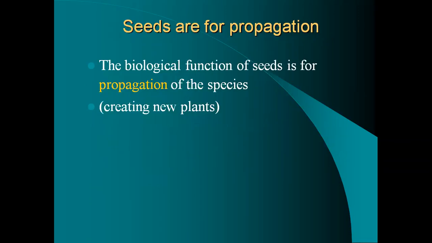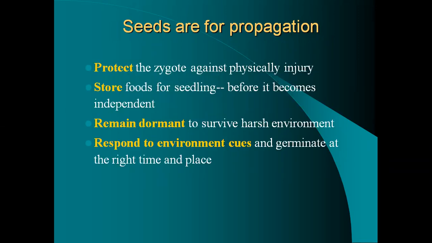Seeds are for propagation. The biological function of seed is for creating new plants, creating new species like them. This is the main biological function of seed. Seeds are for propagation. What are the functions of seed? First of all, they protect from physical injury. They store food for the seedling. They remain dormant, which means they remain protected in the harsh environment. They respond to the environment whenever the condition of the environment is right. They start to grow.